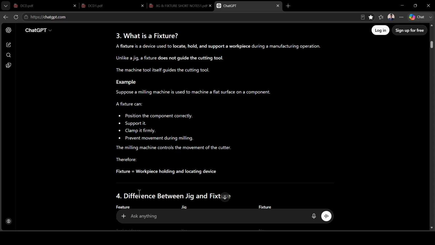Example: suppose a milling machine is used to machine a flat surface on a component. A fixture can position the component correctly, support it, clamp it firmly, and prevent movement during milling. The milling machine controls the movement of the cutter. Therefore, a fixture is a workpiece holding and locating device.